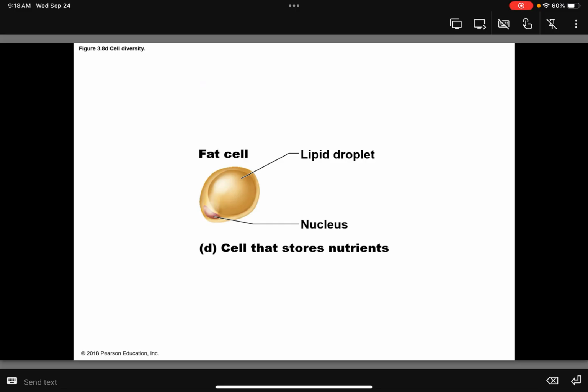So here is what a fat cell looks like. As you can see, this lipid droplet inside takes up the majority of the space inside of it.